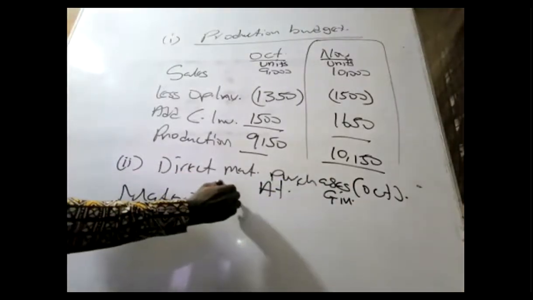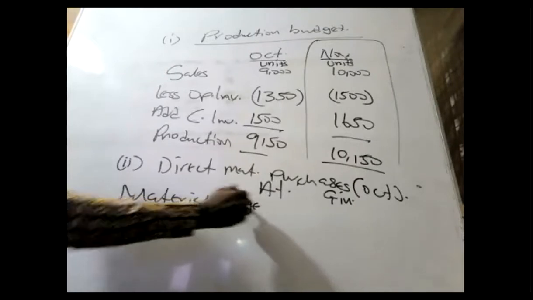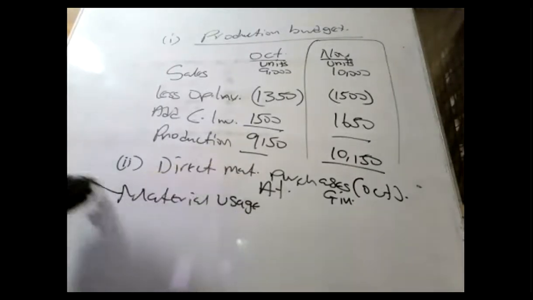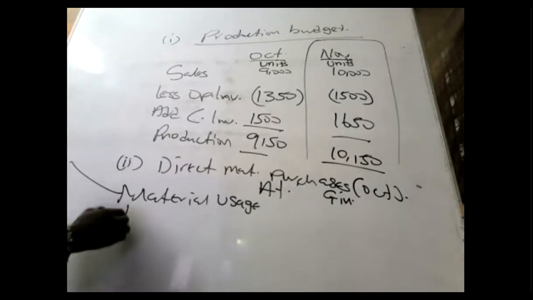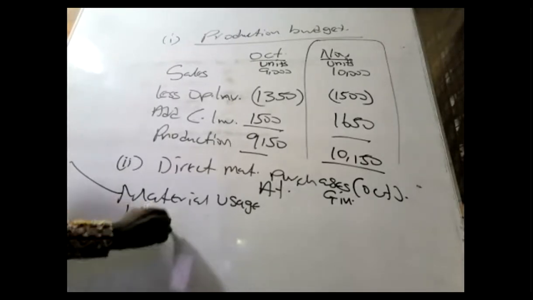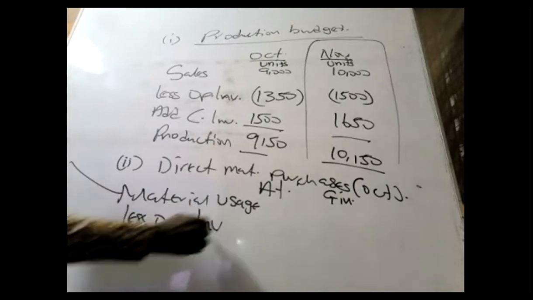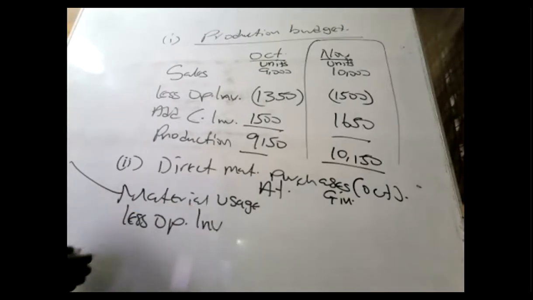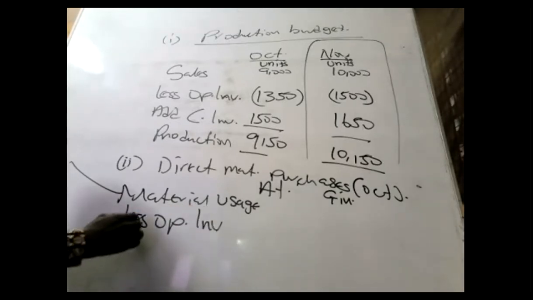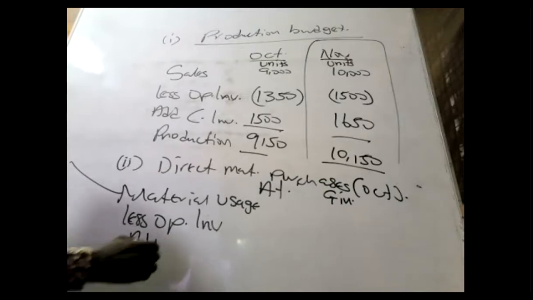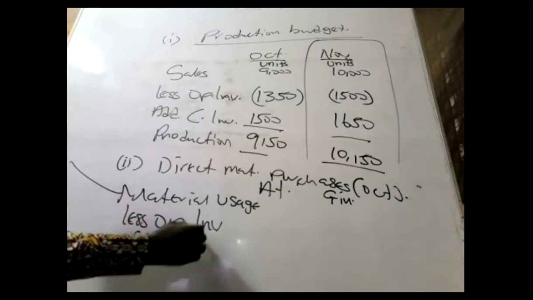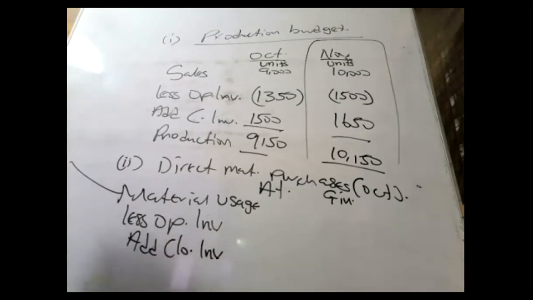We need our material usage. The format for material purchases: first of all, let's look at material usage. Second, let's add the opening inventory of material. Then kindly add back the closing inventory of material. That is all. The same procedure as this.